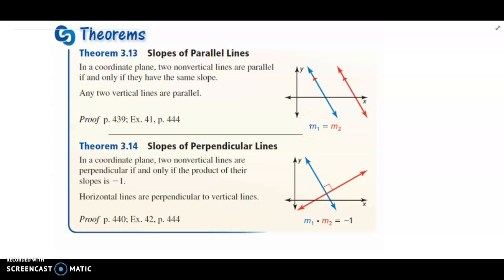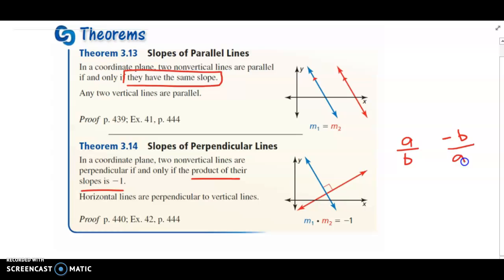All right, guys, this is just where your book goes over the slopes of parallel lines and slopes of perpendicular lines. We've already talked about this. Just know that parallel lines have the same slope. And then here it says the product is -1. Well, that's the same thing as opposite reciprocals. Because if you think of opposite reciprocals, A over B, the opposite reciprocal would be -B over A. And if you multiply these, the A and the A cancel out, the B and the B cancel out, so it would just be a product of -1. So it's the same thing as saying opposite reciprocals.